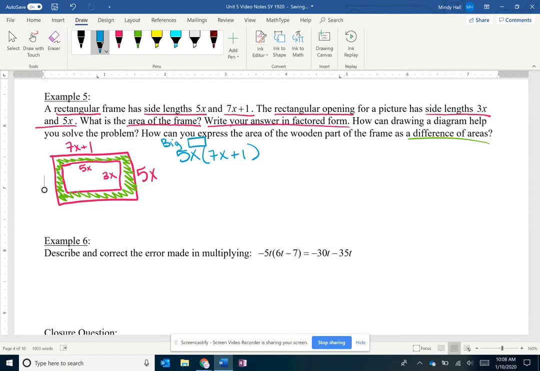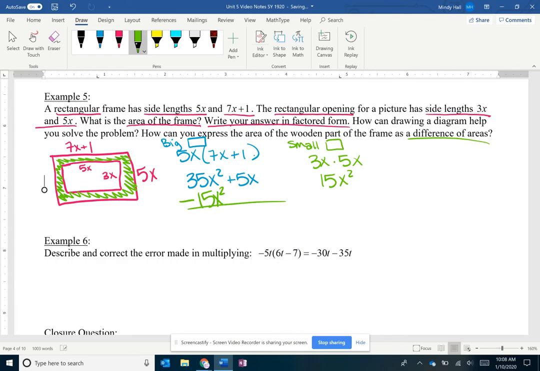So, starting with the big one, it would be 5x times 7x plus 1. And so when we distribute, 5x times 7x would give us 35x squared, and 5x times 1 gives us 5x. Then our small rectangle would be 3x times 5x, which would give us 15x squared. So then if I'm trying to figure out the difference of their areas, I would subtract 15x squared, which would leave me 20x squared plus 5x.